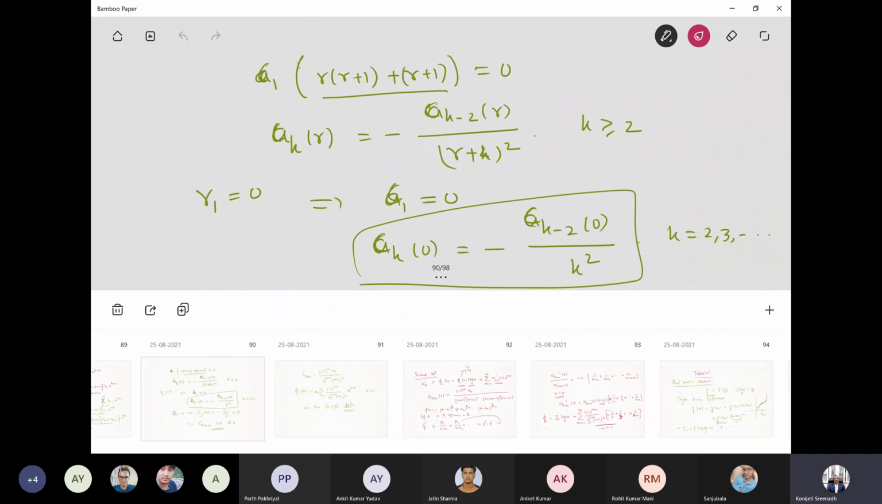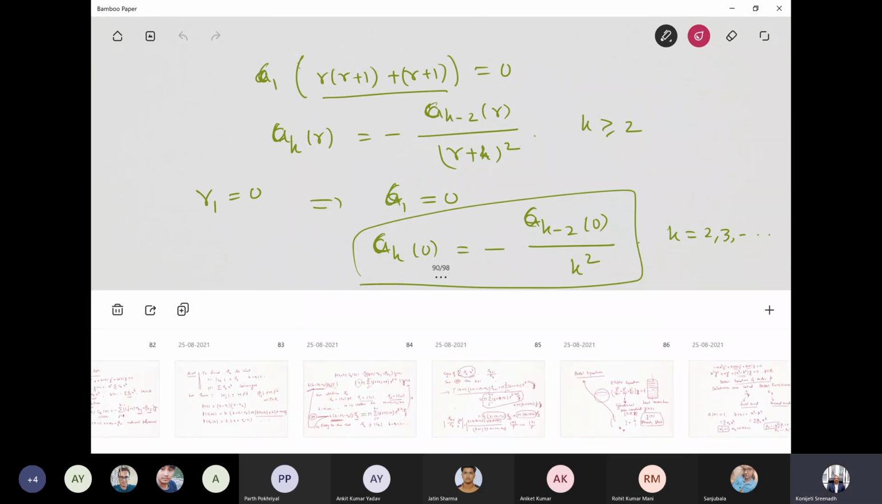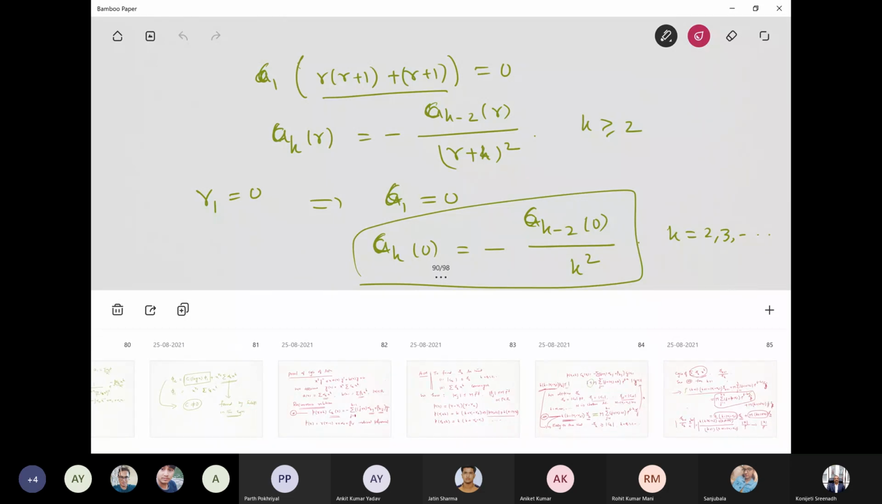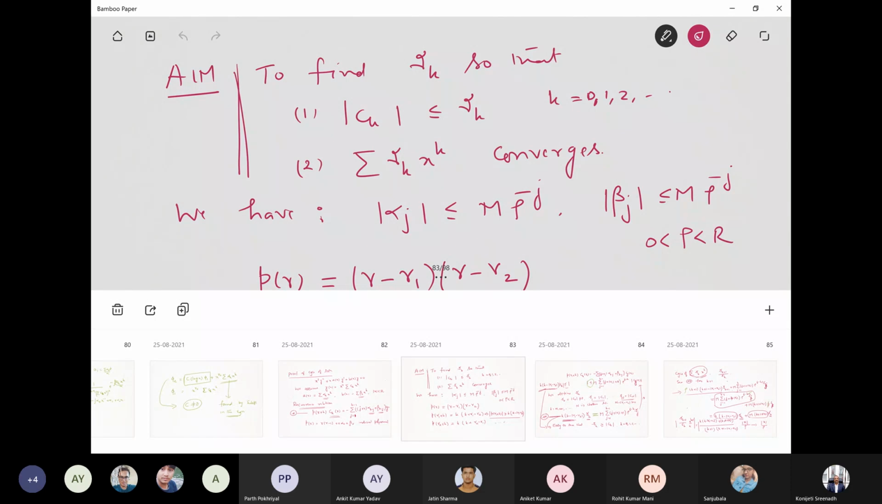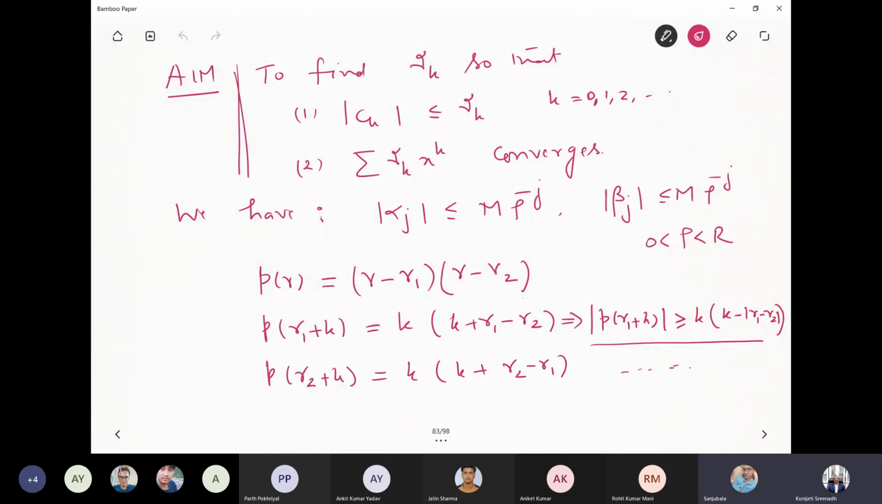Yeah, let me try to recall where it is there. The convergence, right? Yes, sir. This one? Yes, sir. So P of R, problem? Sir, P of R1 plus K, mod greater than or equal to K, this plus step, greater than or equal to plus 2.